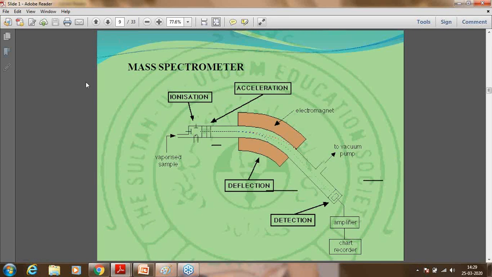In the next lecture we will learn the instrumentation and the other features of the mass spectrometer. I hope you understand what we have learned in today's lecture.